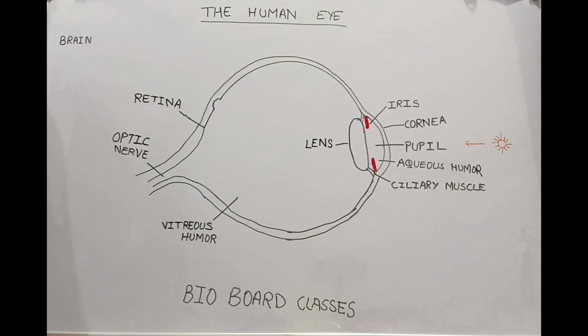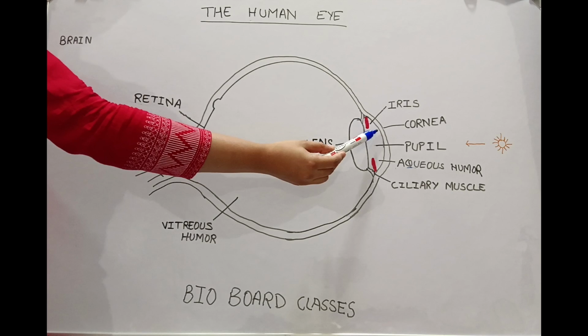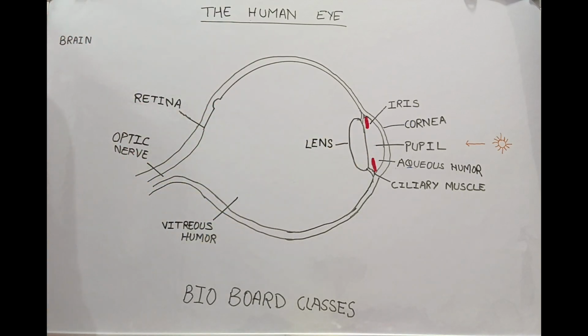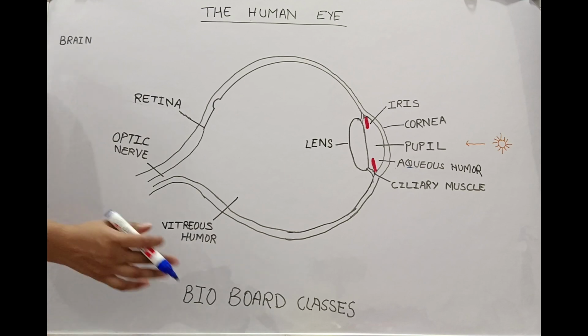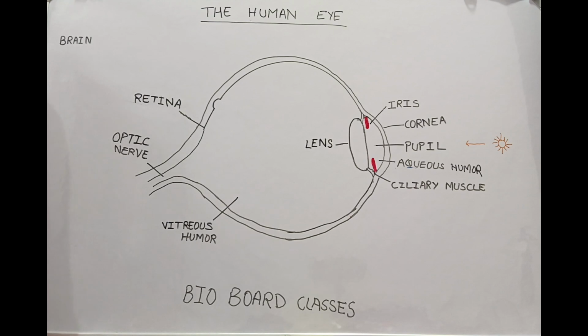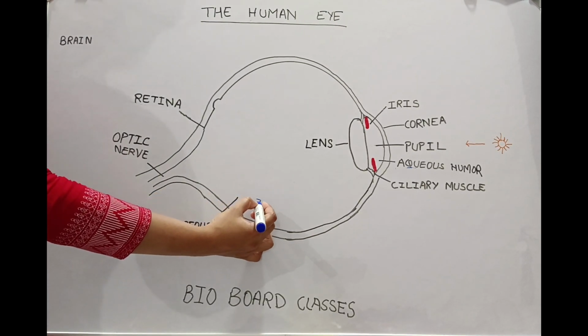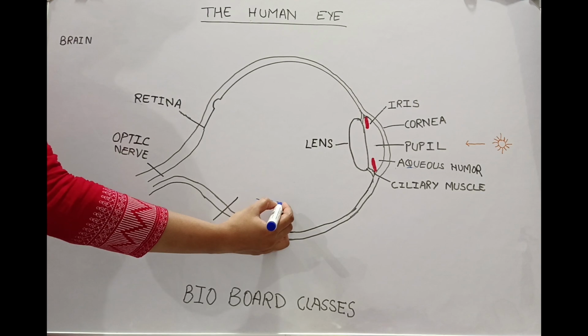Light enters our eye through a clear curved layer at the front called the cornea. This is the outermost layer protecting the eye and helping it to focus light. The cornea plays a major role in bending or refracting the light rays. The eyeball itself is roughly spherical and about 2.3 centimeters in diameter.